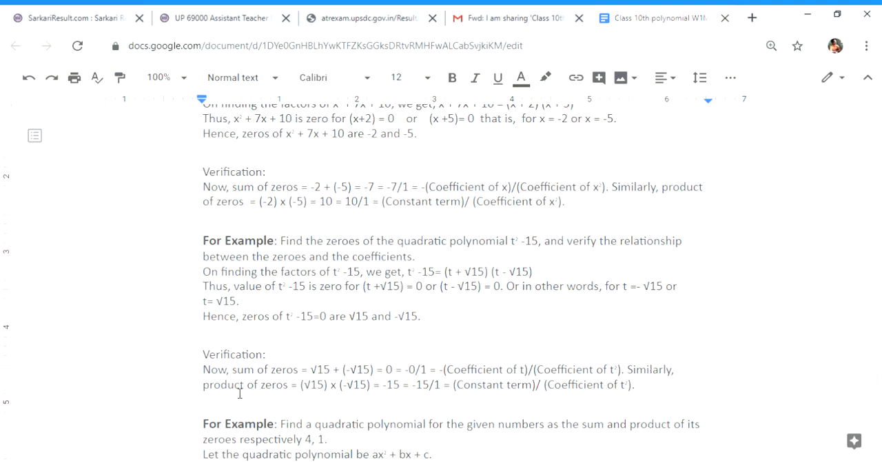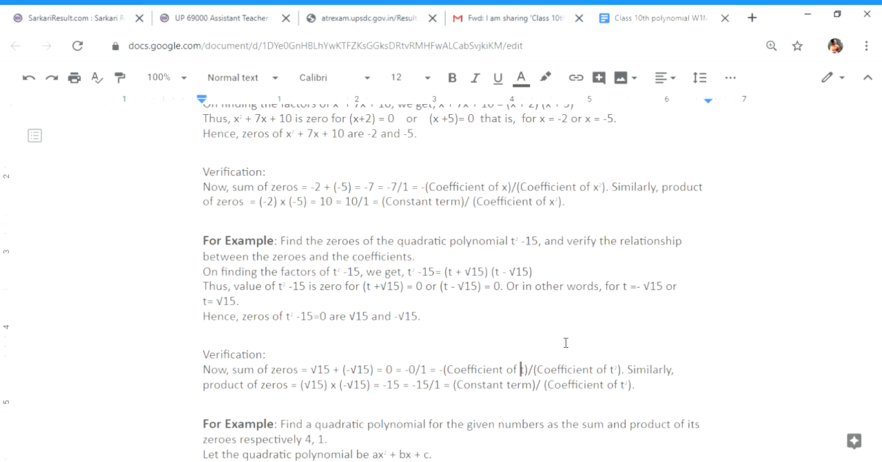Similarly, product of zeros, that is root 15 into minus root 15, is equal to minus 15, which can also be written as minus 15 upon 1. Here we can see that minus 15 is a constant term in this equation, and 1 is a coefficient of t square. So these relations are verified.